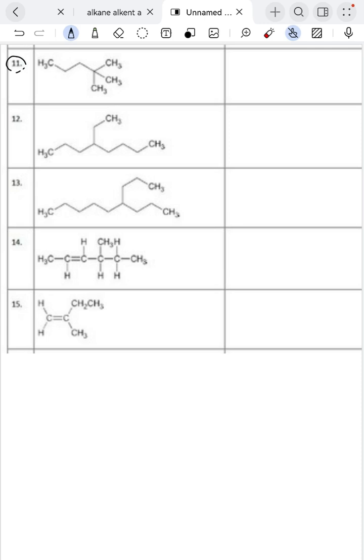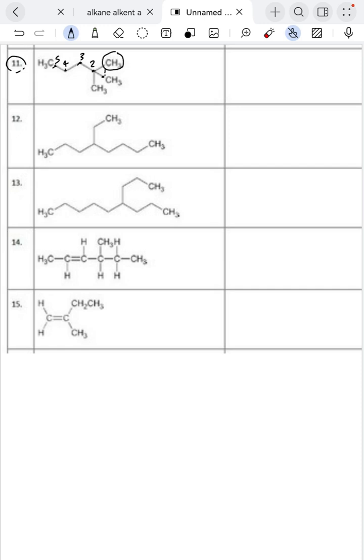Here, number 11, we have this shape, and he asked to name this one. How can we name it? Like what we said before, we have to select the longest chain for the number of the carbons. Let's start. Each dot here represents a carbon. So how many carbons here? It's 1, 2, 3, 4, 5. Let's number them.